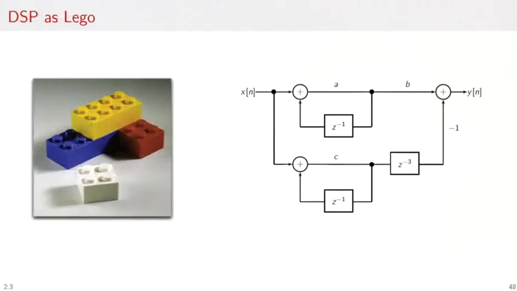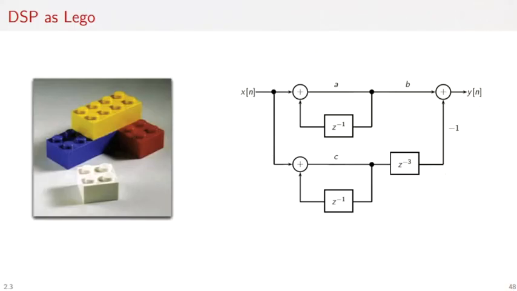Okay, so let's think of digital signal processing as a Lego set. So you have blocks, various colors, various shapes, but they all fit together, as seen on the left side. On the right side, you see a block diagram of a basic signal processing device. This will turn out to be a filter, but this we'll see later. You can see there are blocks, there are arrows, there are adders, there are multipliers, and so on, and an input x[n], a sequence of numbers, gets transformed into y[n], another sequence of numbers.